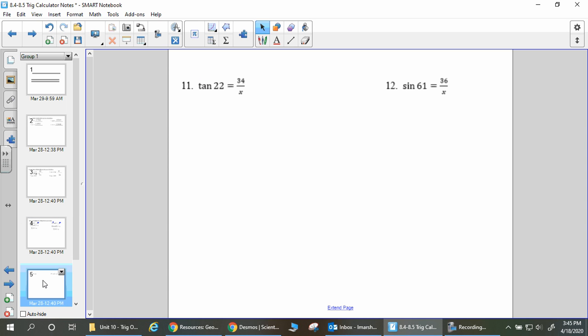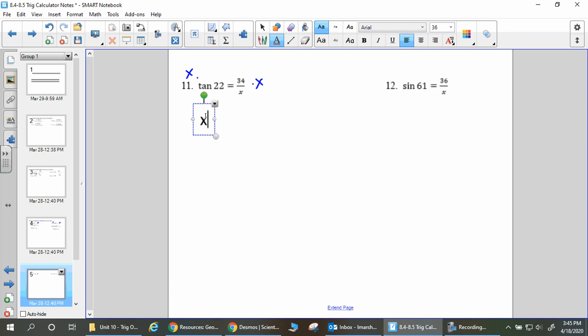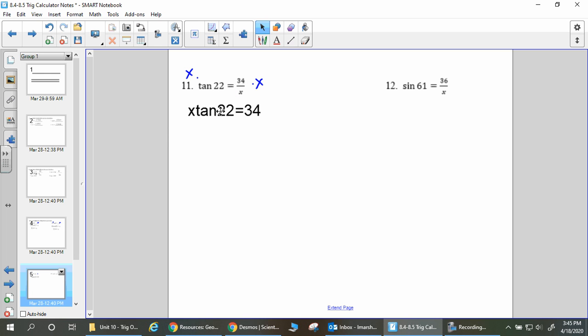Same approach to these two questions, except now notice x is on the bottom of my fraction instead of on the top. The problem is I still have a fraction, and I don't really want to have a fraction. So I still need to make my fraction go away. The easiest way to make a fraction go away is to multiply by what is on the bottom. So in this case, I multiply by x. X times tangent of 22 equals the 34 that was on top. But the issue is my x is not by itself. Well, this is technically multiplication.